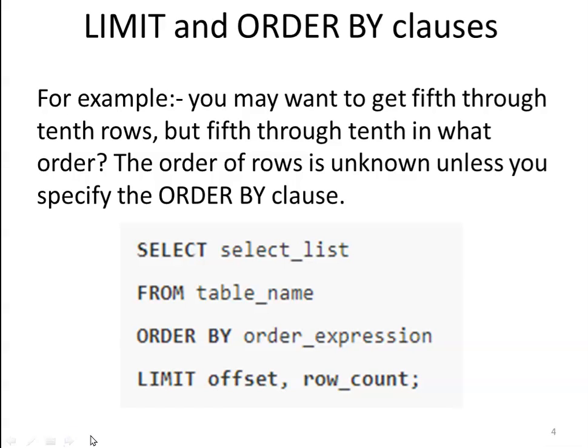Limit and ORDER BY clauses. So we make use of ORDER BY along with the LIMIT clause. For example, you may want to get the 5th through the 10th row, but 5th through the 10th in what order? Which order do you want? The order of rows is unknown unless you specify the ORDER BY clause. So basically you can make use of the ORDER BY clause along with the LIMIT clause. So first you order your information, your tuples, and then you limit and pick up the information that you require.